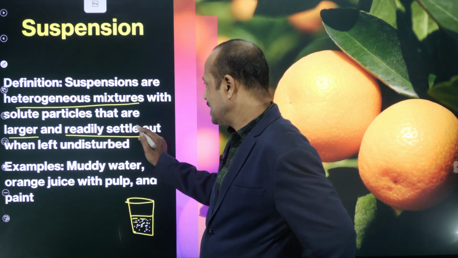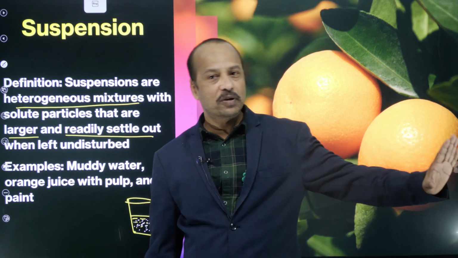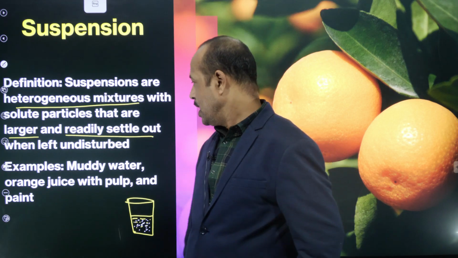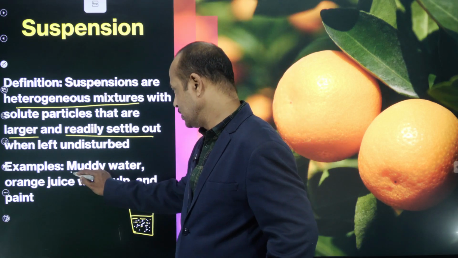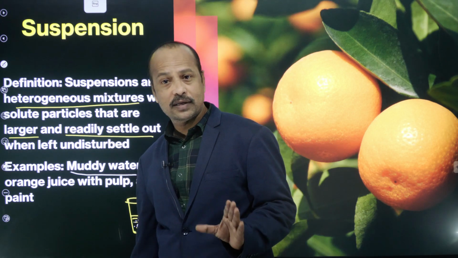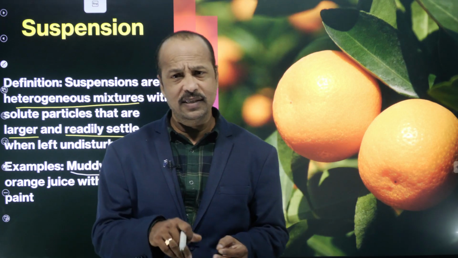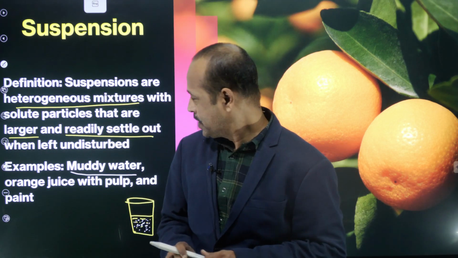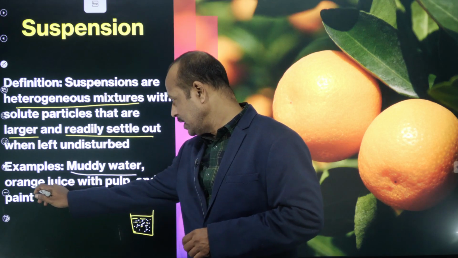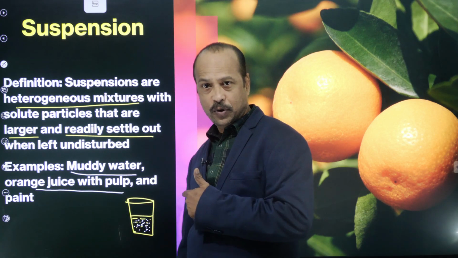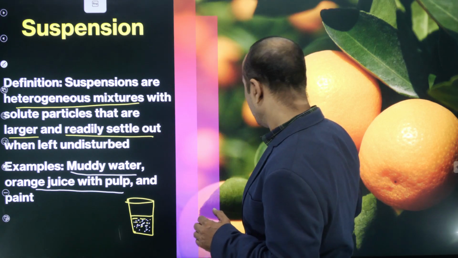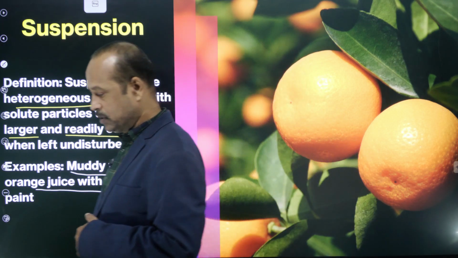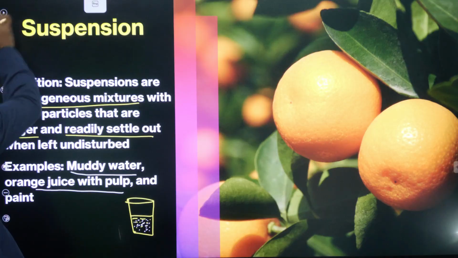They readily settle out when left undisturbed. If you keep it aside without disturbing, then they settle down at the bottom. Now examples: muddy water. This also you can do. Take one tumbler, add some mud, stir and keep aside. You will observe that all the mud settles down. Orange juice with pulp, you know that pulp, settles at the bottom, and even paint you can give as an example. So these are the suspensions, students.